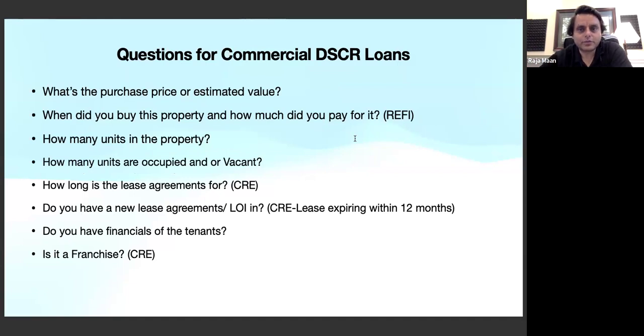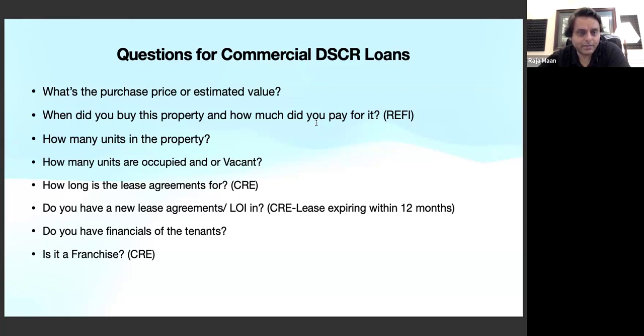A question for commercial DSCR loans, for commercial properties. What is the purchase price again, and estimated value? When did you buy this property and how much did you pay for it? The same as residential. How many units again? I think it's pretty similar. Everything's the same. How many units are occupied or vacant?